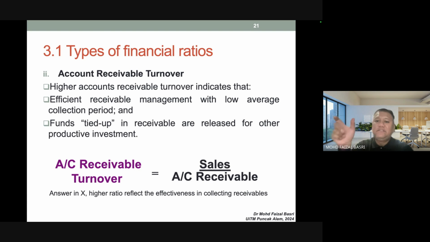And again, if you look at the formula, it's actually in reverse to what we did just now. Just now the formula was account receivable divided by sales, times 360. Okay. But here the formula is in reverse. So sales is on top as the numerator. So the denominator is account receivable. Here the formula is in times. So the higher the ratio reflects the effectiveness in collecting the receivables. Okay, right.